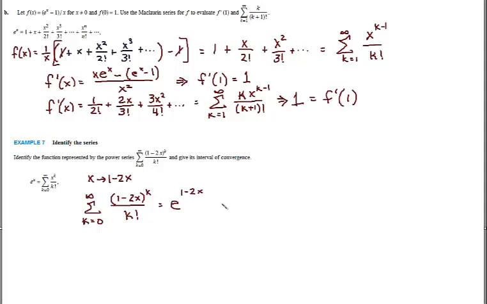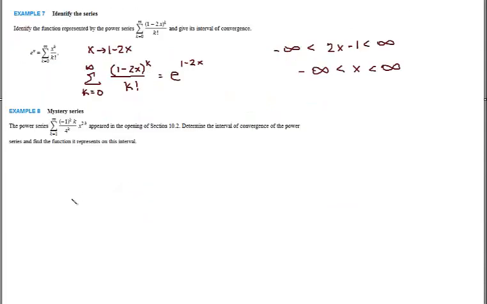And since e to the x converges from negative infinity to positive infinity, we can say we replaced our x with 1 minus 2x, and in this case you'll notice if I add 1 to infinity or divide it by 2, it's still negative infinity to positive infinity for that interval of convergence.